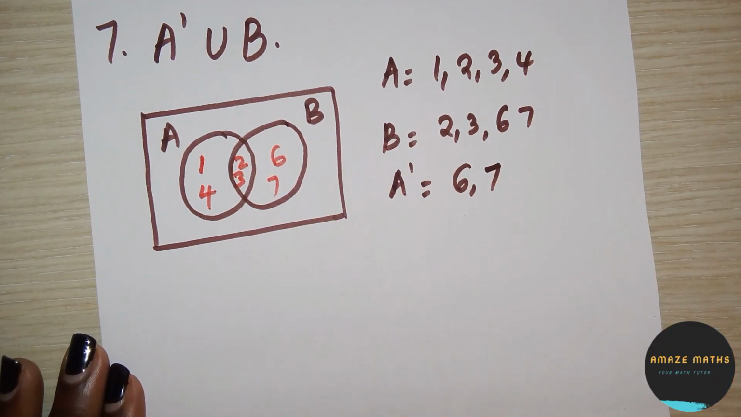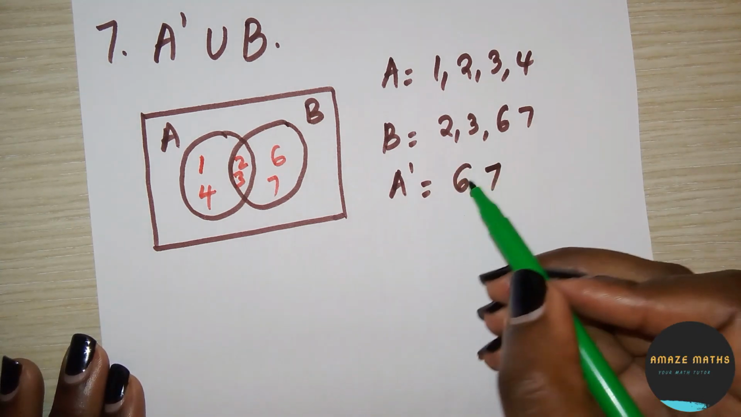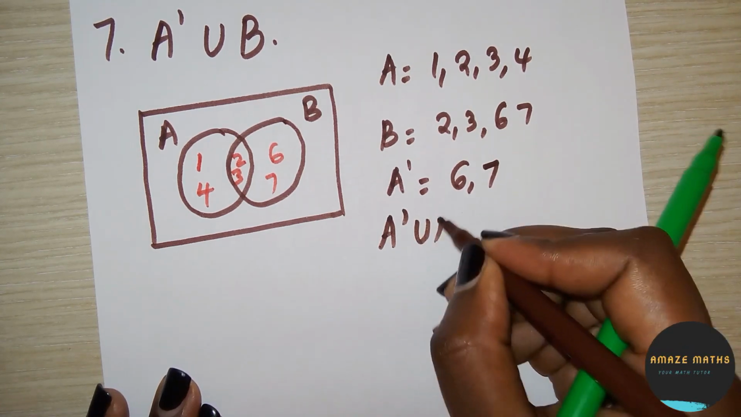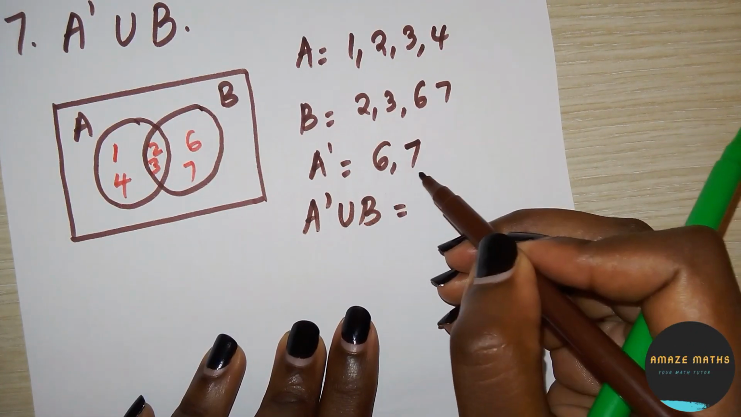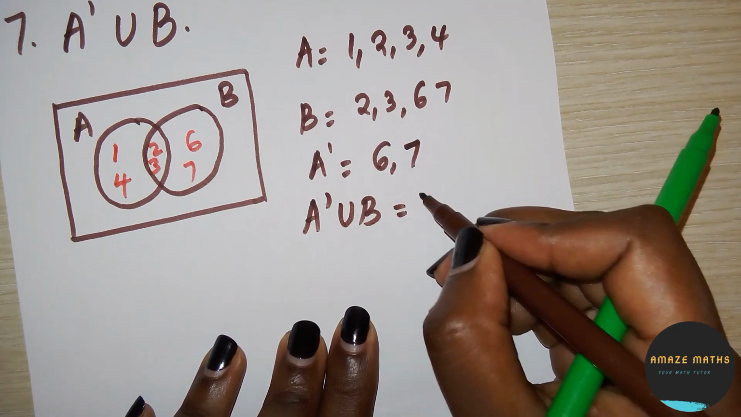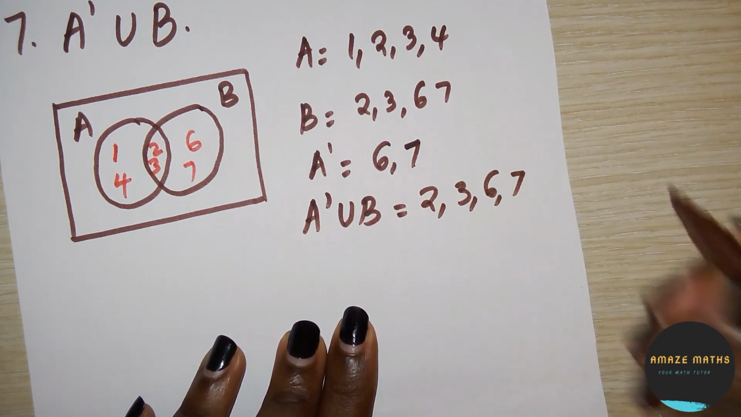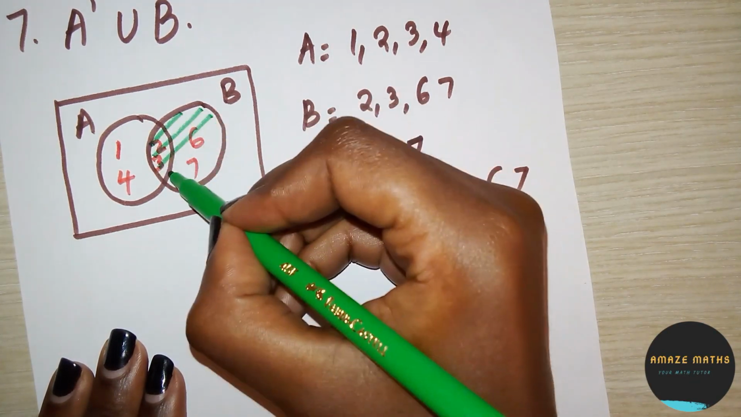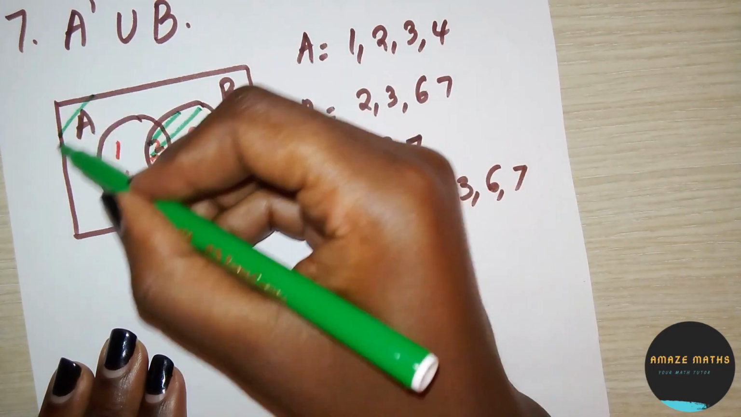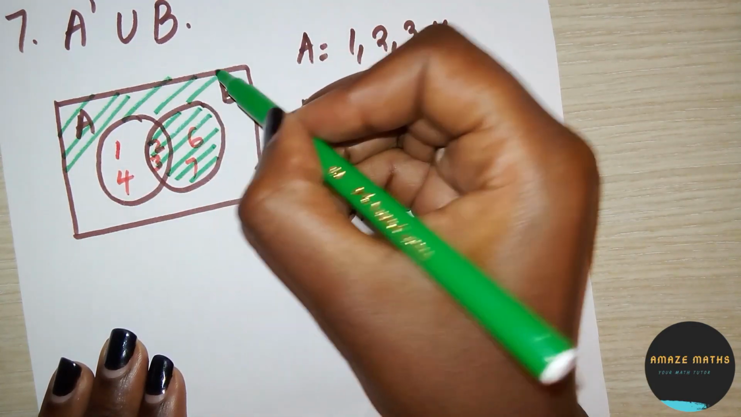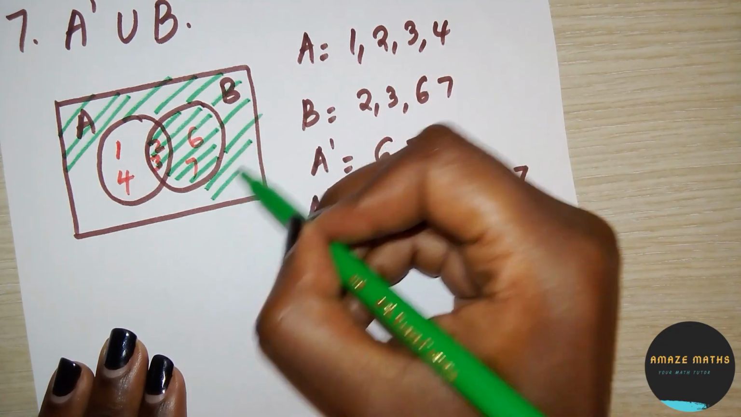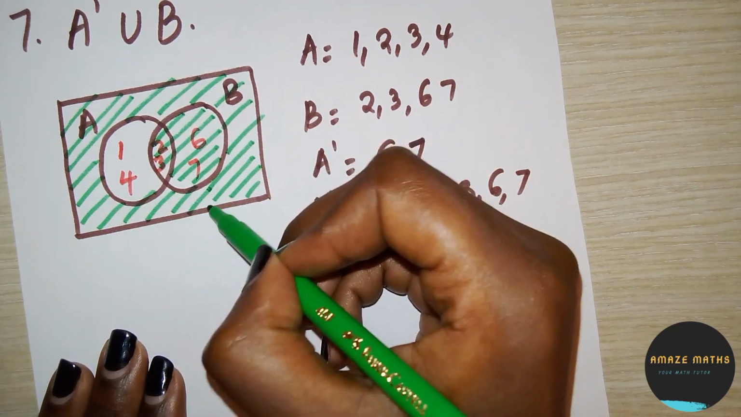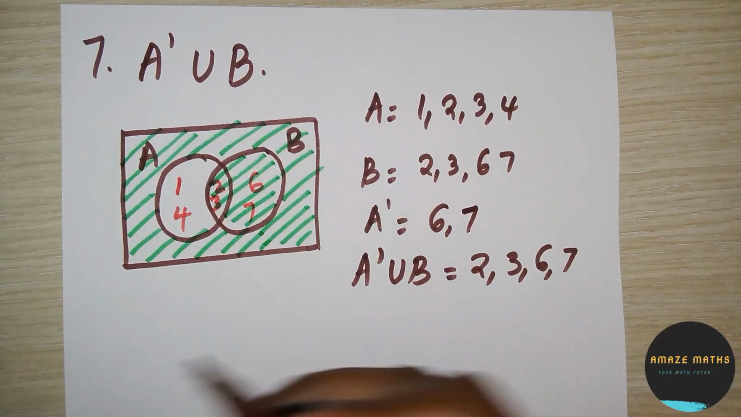Then shading out would be, okay, so let's put this one, outside of A union B. So this one, 6 and 7 together with this, so 2, 3, 6 and 7. So that means we're shading out 2, 3, 6, 7 in addition to that. So remember, with union, you have to shade out this part as well. Okay, so that's number 7.